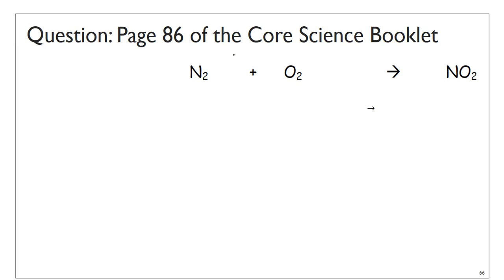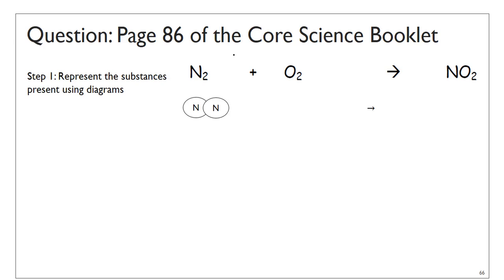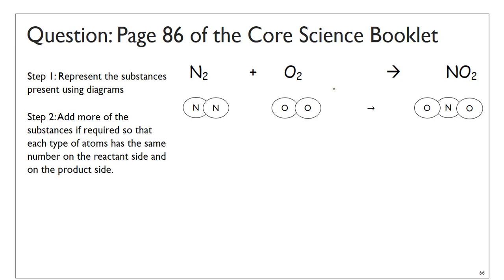I think I have one more example for you. Okay, this one. So start with N2, 2 nitrogen atoms connected together, O2, 2 oxygen atoms connected together, and NO2, 1 nitrogen and 2 oxygen. So the nitrogen is not balanced, so I'm going to add more. So now the nitrogen is balanced, but once the nitrogen is balanced, the oxygen is not balanced. So I need to add one more oxygen, and I think that will solve that problem.